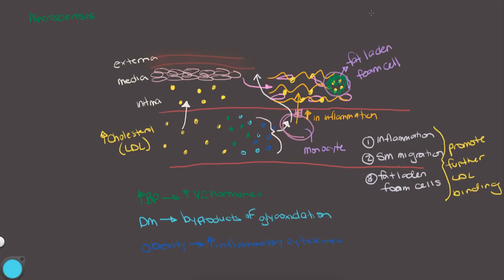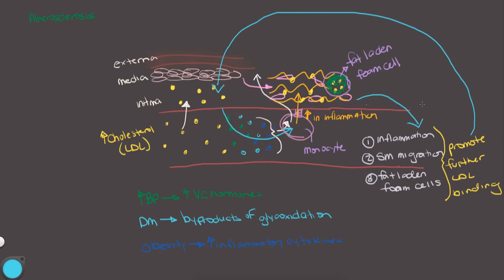If we look at this process, it's quite cyclic. As we promote further LDL binding, we go straight back to the start where we had an increase in LDL, which is going to lead to an increase in adhesion molecules, which is going to lead to this whole process that we just talked about. So it becomes a very cyclic process as we begin to store LDL in our tunica intima.